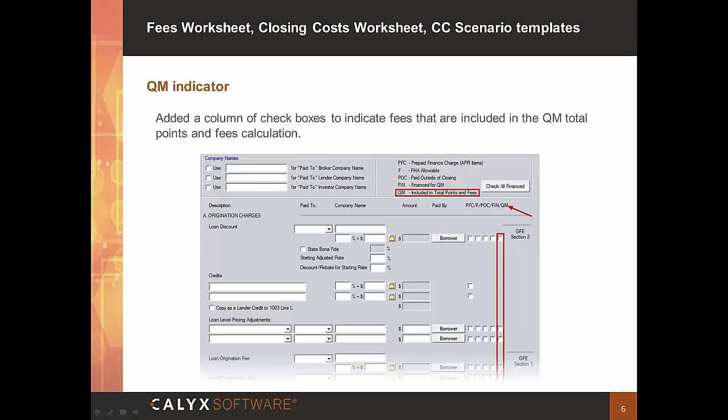Now, this field, the total points and fees, is a calculation that's performed by QM. It's either from our QM button or any interface that you might use for QM results. The QM indicator that you see right here in the red is used to indicate which fees are included in the total points and fees. So you see what they were on the QM findings, and then you mark them here so that they match the QM findings, and then it goes over with the UCD.